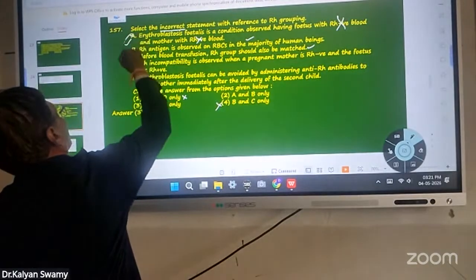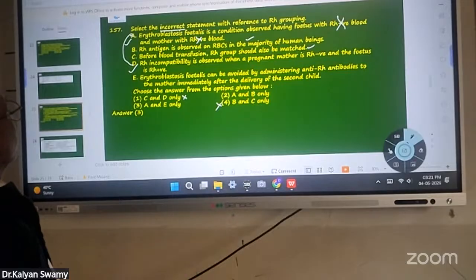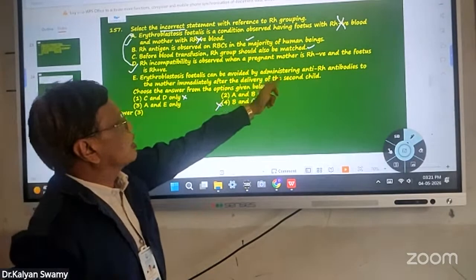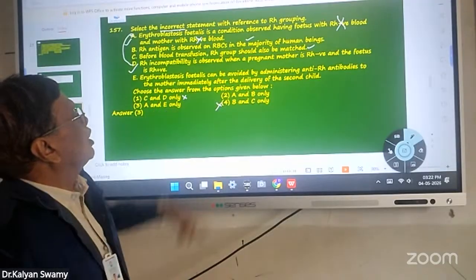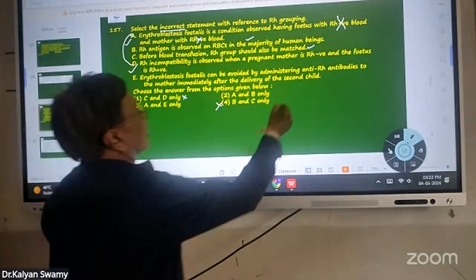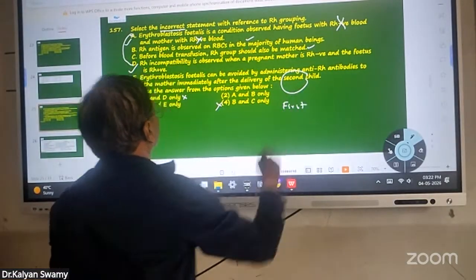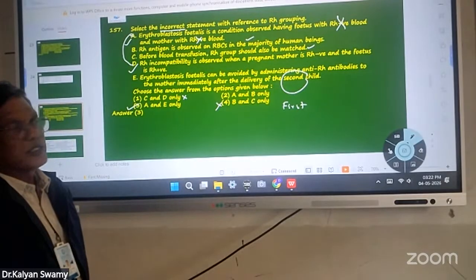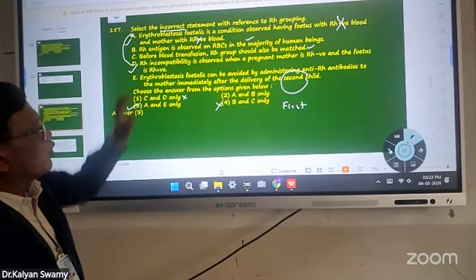These two are quite controversial statements. Here, which are incorrect? A is incorrect, the remaining are correct. Erythroblastosis fetalis can be avoided by giving anti-RH antibodies to the mother immediately after the first delivery, not after the second child. A and B are incorrect statements. Choose which is most incorrect and which is correct, and go accordingly.